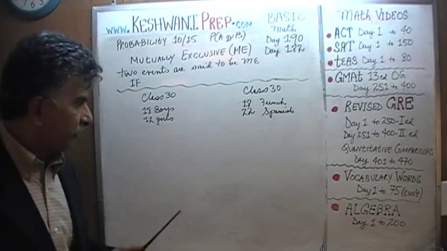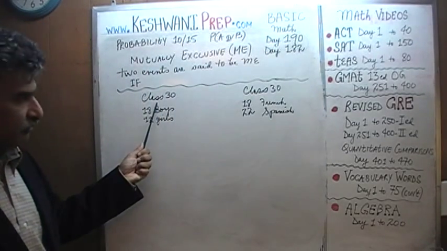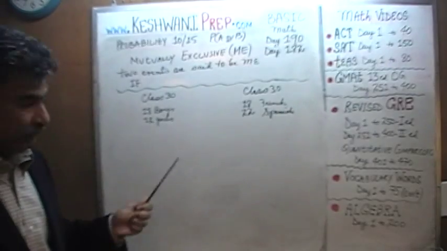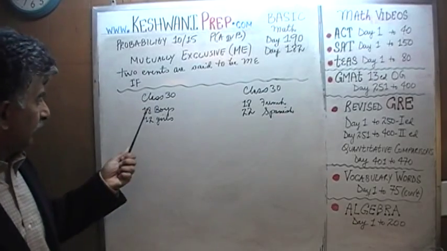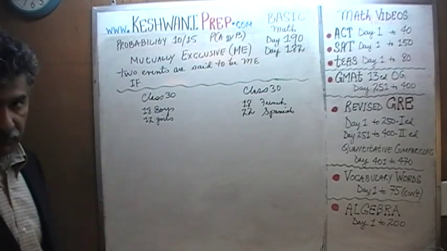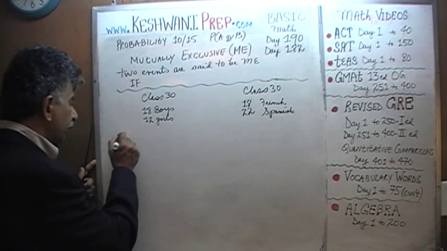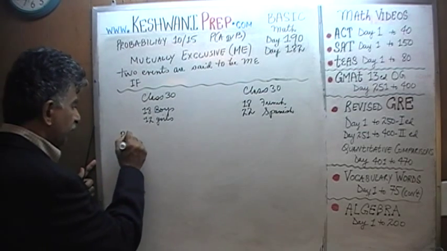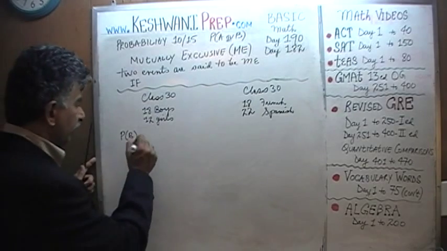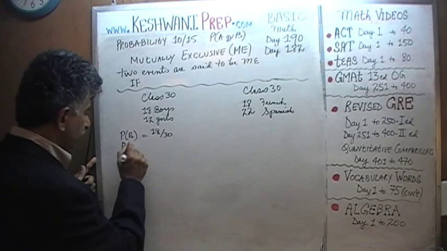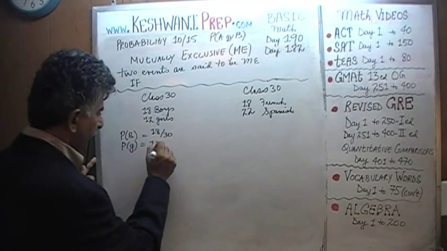So we have two scenarios here. We have a class of 30 students, perhaps the same class. The class of 30 students is made up of 18 boys and 12 girls. So if somebody were to ask us, what are the odds of picking a boy? Well, the odds of picking a boy is simply 18 out of 30. What are the odds of picking a girl? Well, the odds of picking a girl is just 12 out of 30.